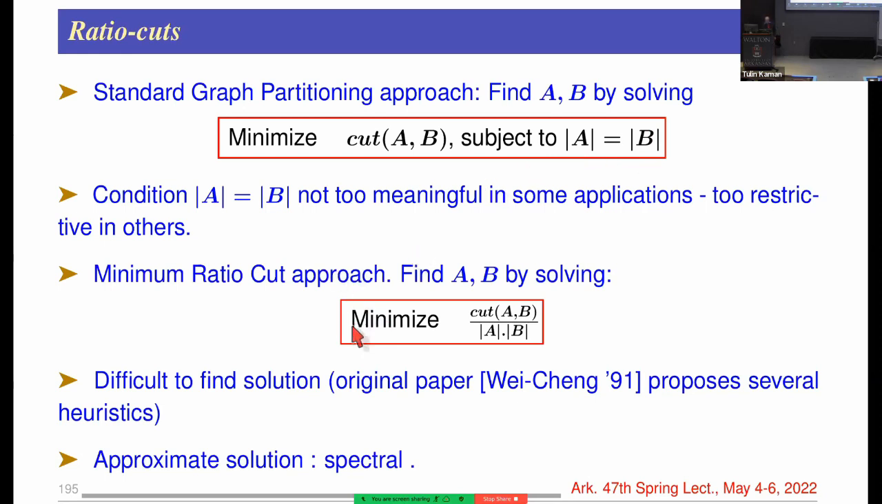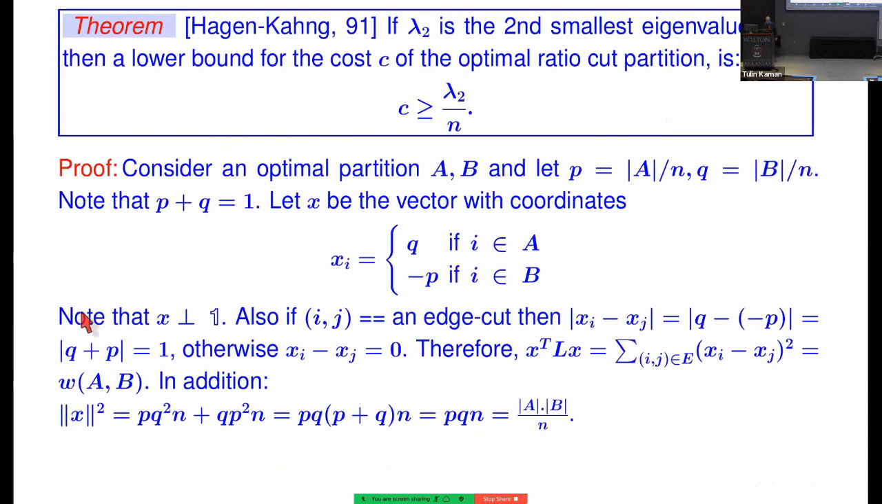But the actual approach in practice is just to minimize the cut(A,B) divided by the product of the cardinalities. This is difficult to find a solution to this problem. There's a lot of work, and some theoretical results, etc. There are some nice theoretical results, but the practical aspects are not very interesting.